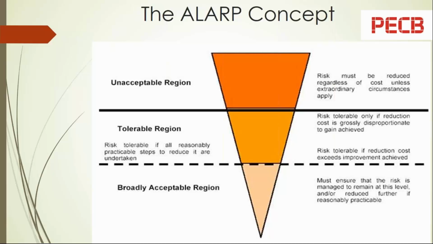Note those two points. Below the jagged line is the broadly acceptable region. You could literally close your eyes and accept risk in this area. You must ensure that the risk is managed to remain at this level. It must remain on the radar. We don't forget it.